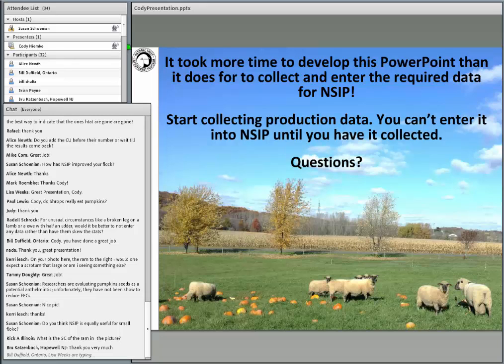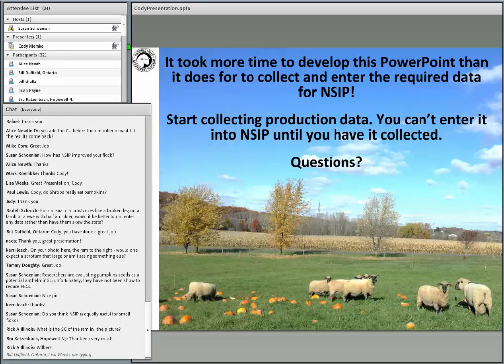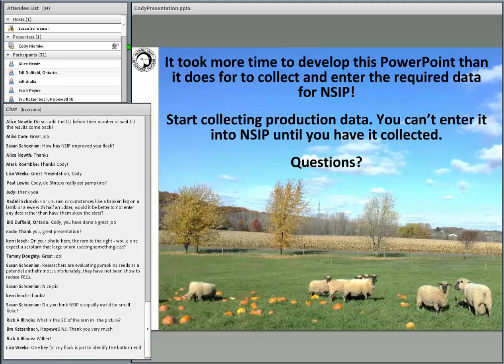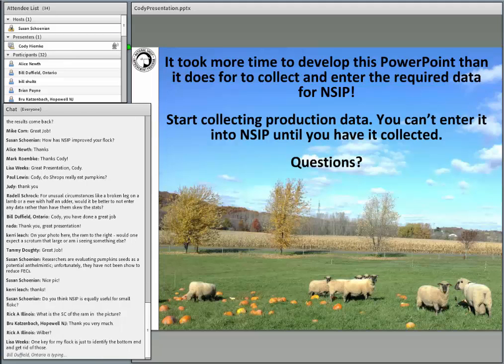Rick, I think that ram looks familiar to you. He grew up in California, so I never did take a lamb scrotal circumference on him, and obviously he's in season in that photo. I don't have time to dig through all of my numbers here to find his information, though. Yes, that's Wilbur. For full disclosure, everybody, Rick AI'd some to that ram this last year.